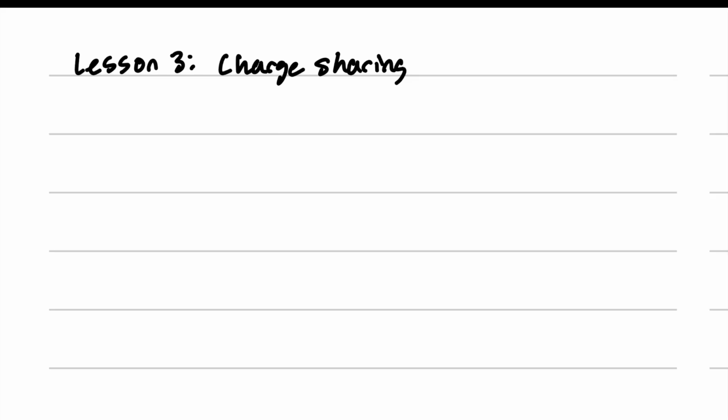Today, we're going to be going through lesson 3, charge sharing. Last time, we learned about the shell theories and stuff like that. This time, this is kind of like conservation of energy a little bit, but we're going to figure out what happens when two different charges touch each other and they interact. What's going to happen?